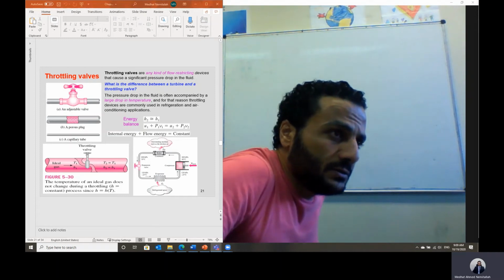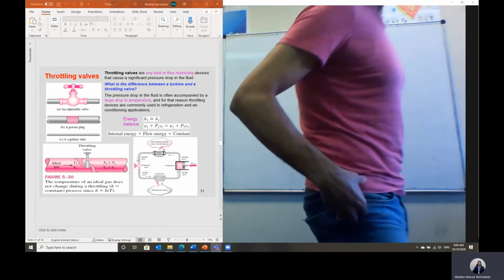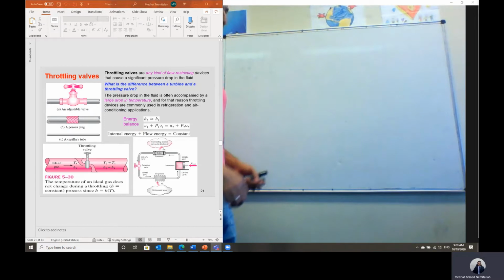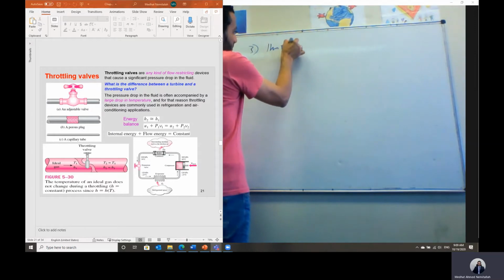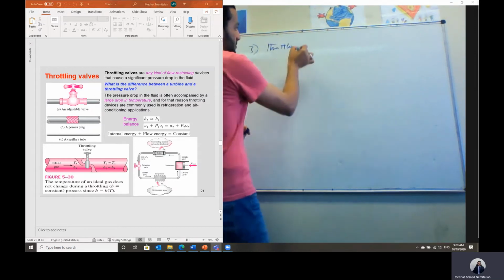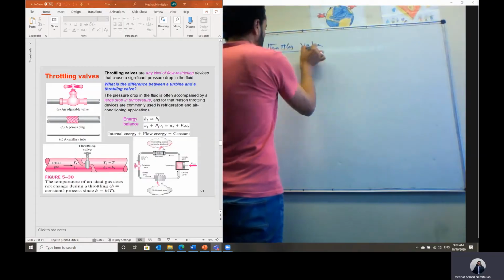Let's continue our talk today and continue this series of steady flow devices. And today, inshallah, we'll be starting with the throttling valve. So the third set of devices is the throttling valve.